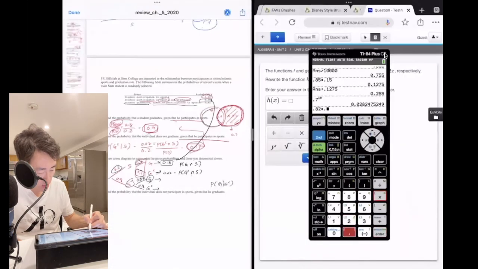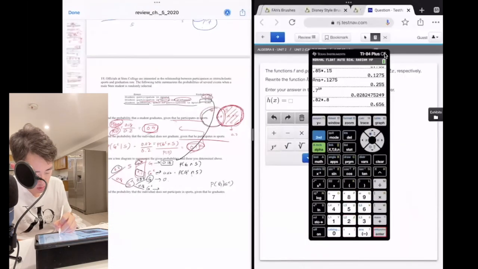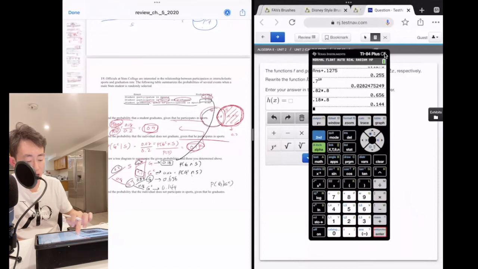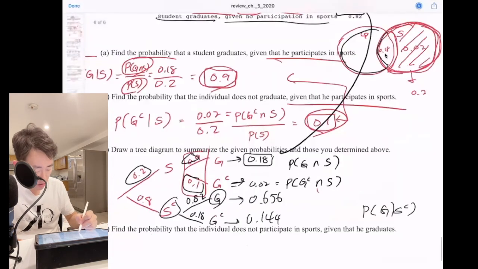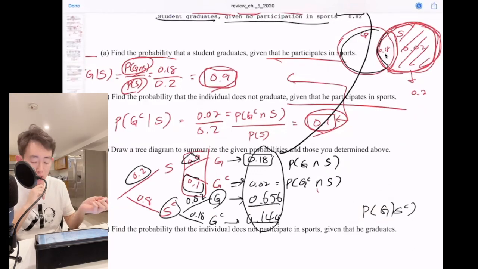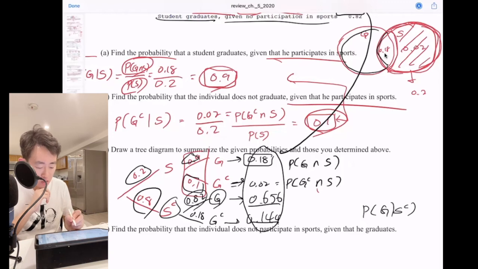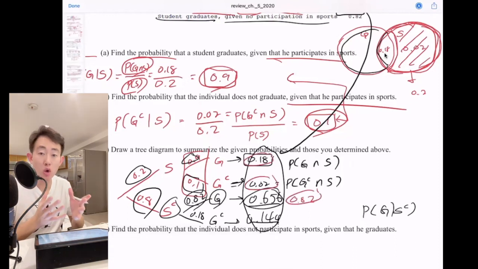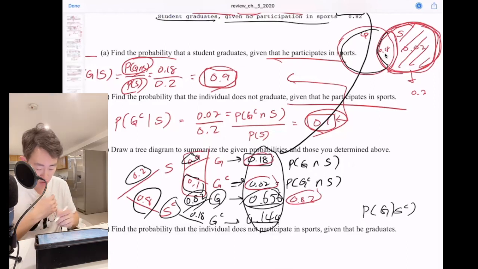0.82 times 0.8, which is 0.656, 0.18 times 0.8, which gives you 0.144. And you can see how all of these numbers combine to give you 100% again. And these two also add to give you 80% from the beginning. Now, why did I put 0.82 here and not here? Well, first of all, if you decided to put 0.82 out here, then these three already exceed 1. So you should know that that is not the right course of action to take.